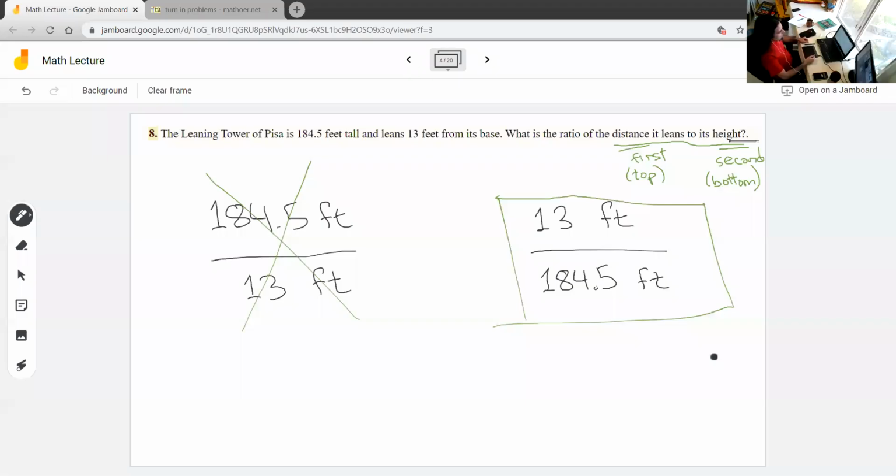Oh, there's nothing to do. It's not asking us to simplify. It's not asking us to use it for anything. It's just write this one number above the other.